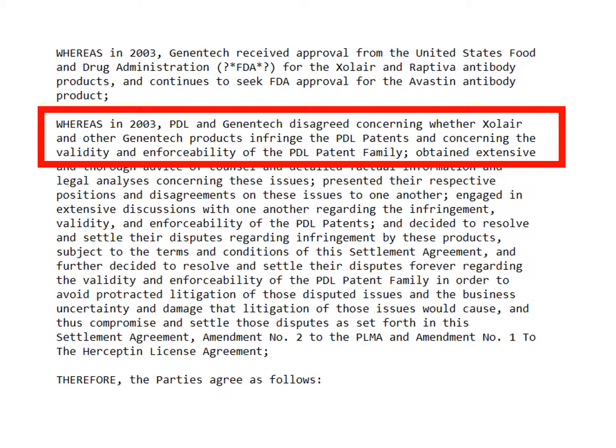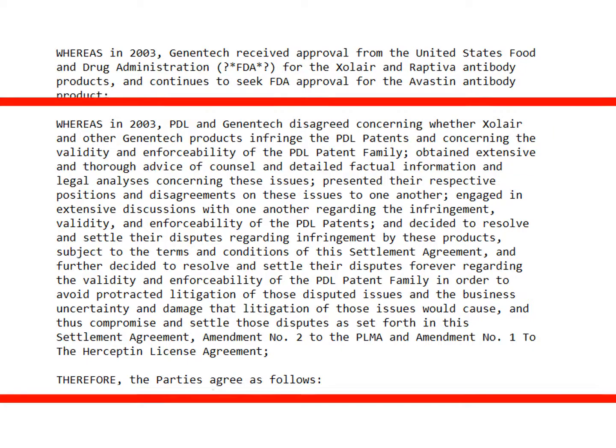So now we're getting a sense of what's going on, right? We've got approval for the new drugs. When there's all this new money at stake, there's a fight now. Is Xolair infringing? Do I need a license to the patent? Are the patents any good? And again, they're setting this all up because now in this document, they are going to cut the deal to resolve these issues.